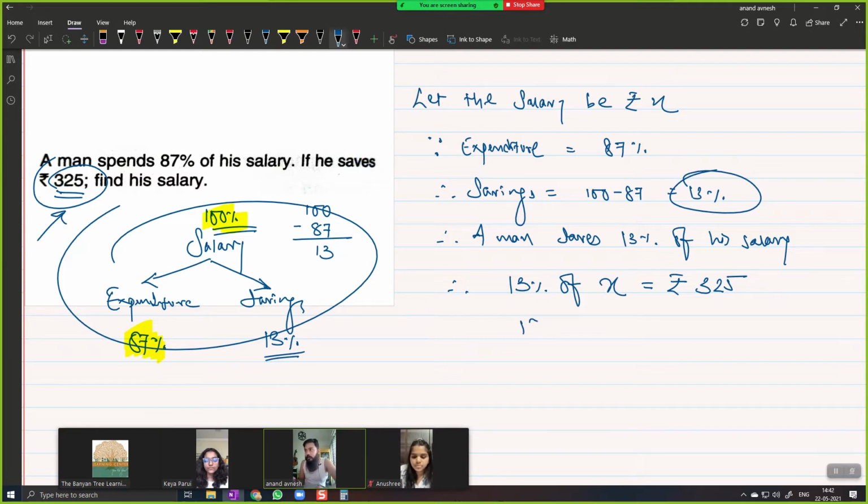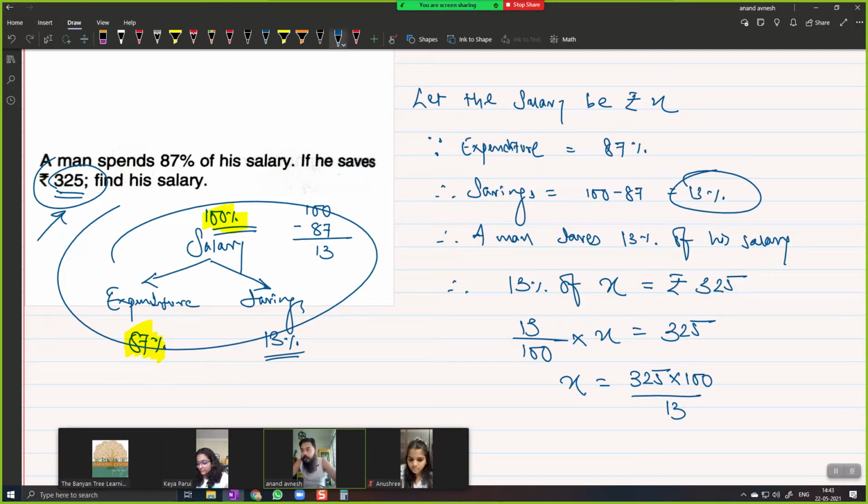13 upon 100 into X equals rupees 325. X equals 325 into 100 upon 13. Correct. Solve this and get me the answer. What is his salary? What is X? And note it down. Everyone will note it down.